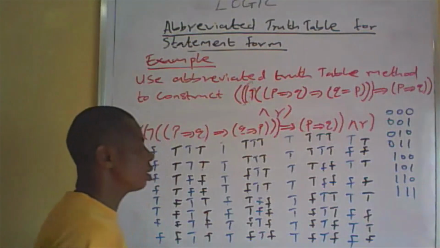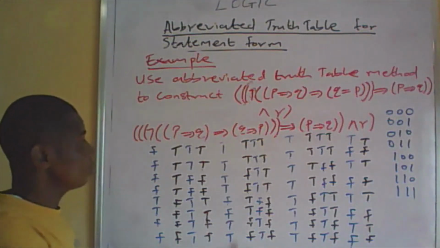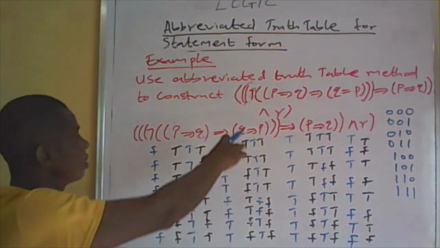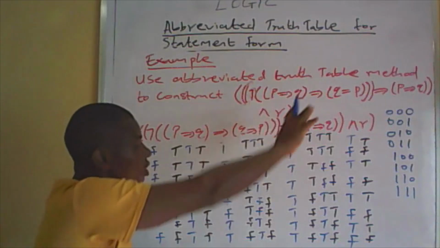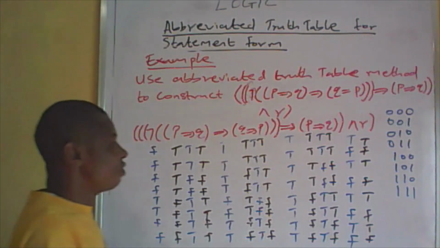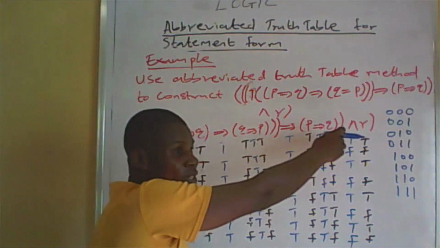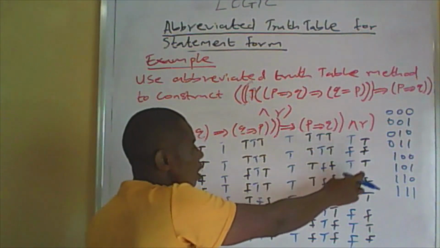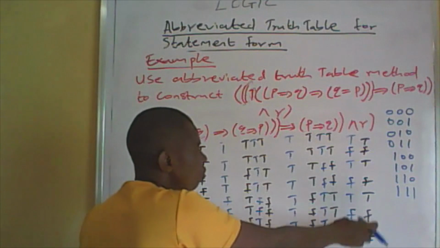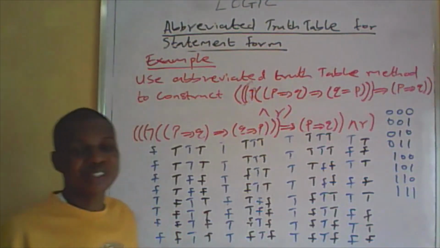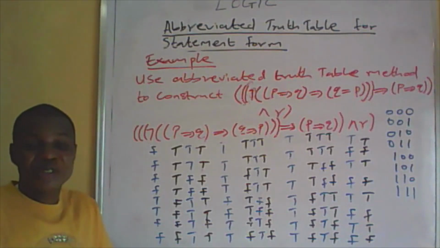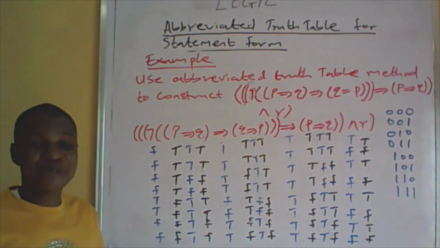We have now completed the abbreviated truth table for this form. The truth valuation is F, F, F, F. So here we will draw our curtain. Thank you, viewers.